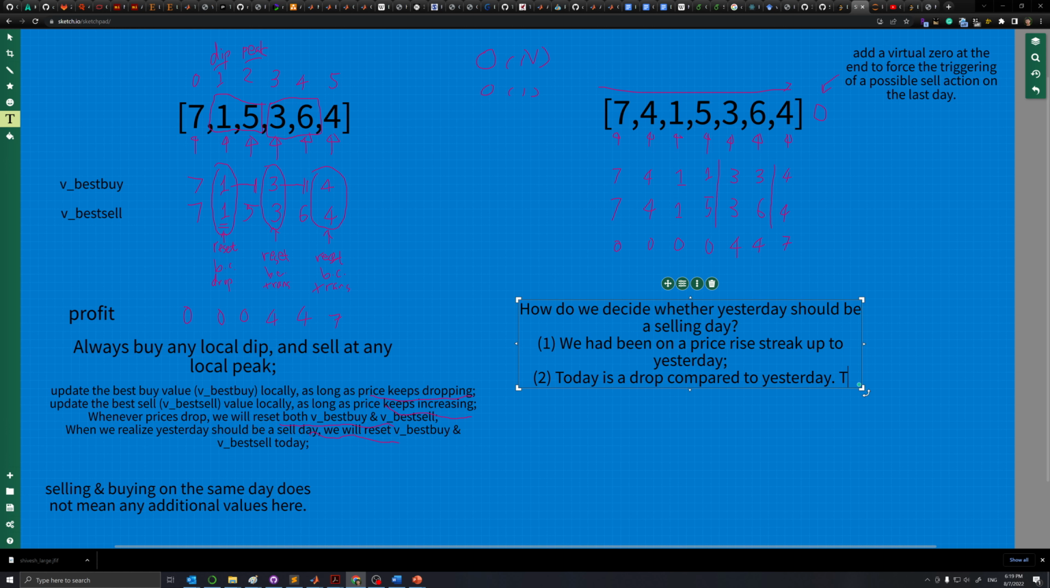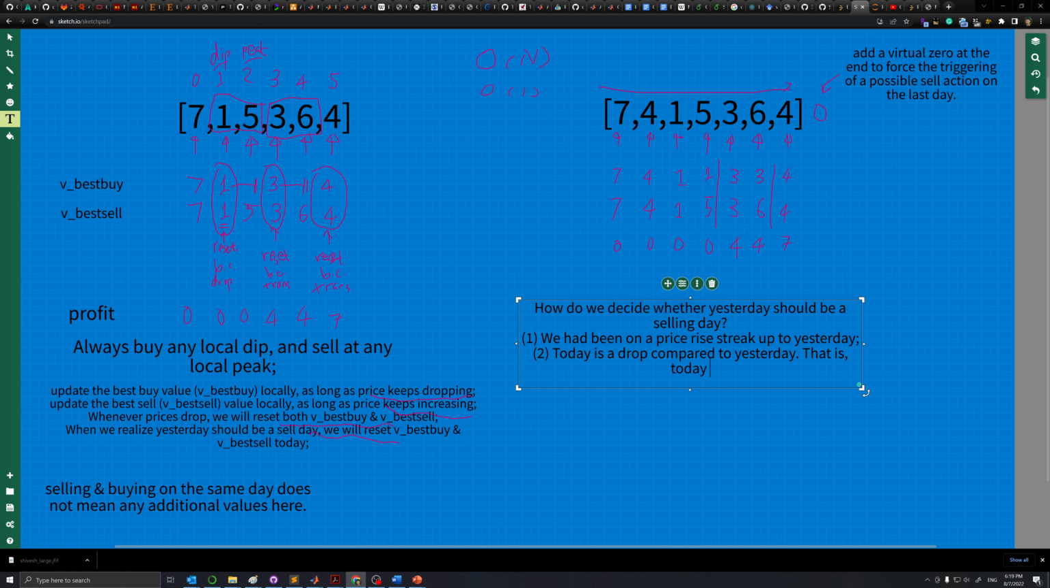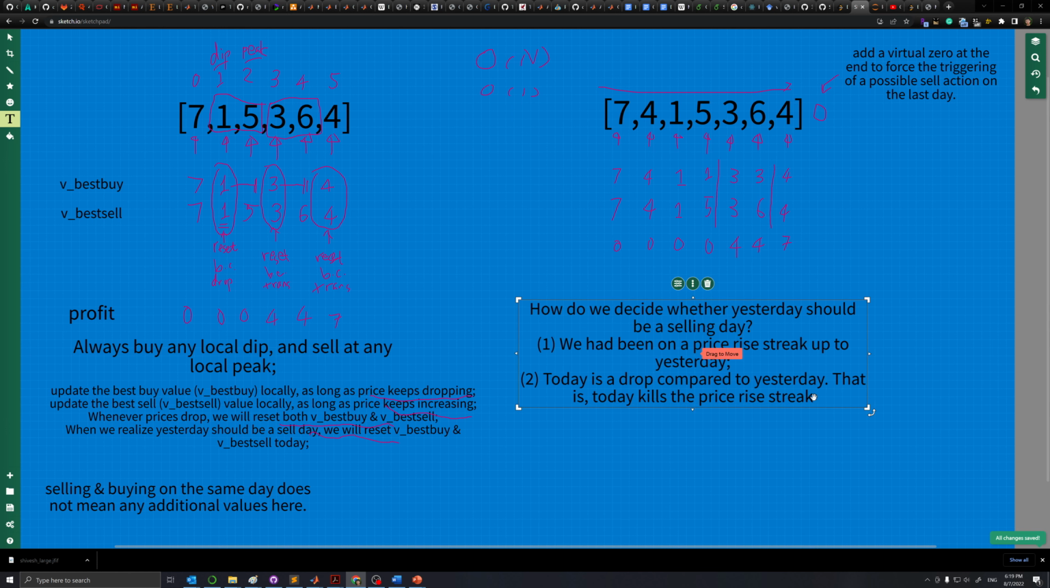Otherwise, today kills the price rise streak. So if today kills that streak, then yesterday should be the day we cash it in, right? Yeah, so that is that.